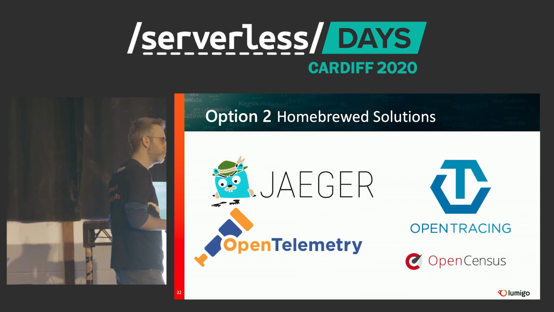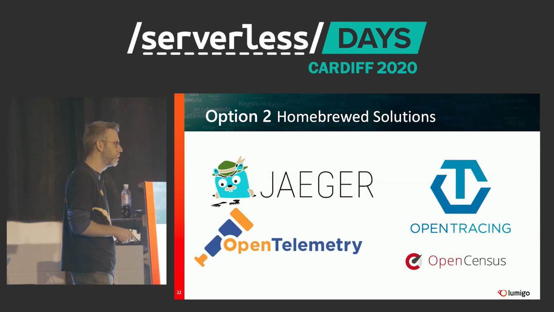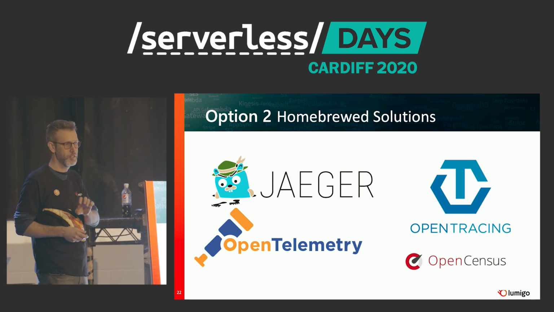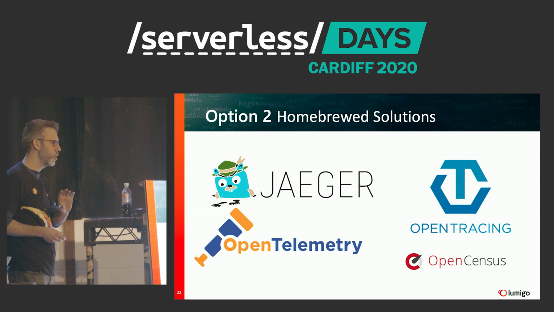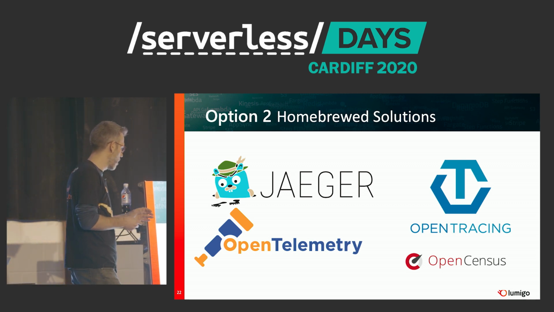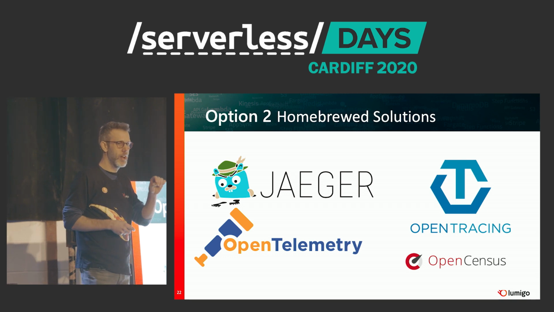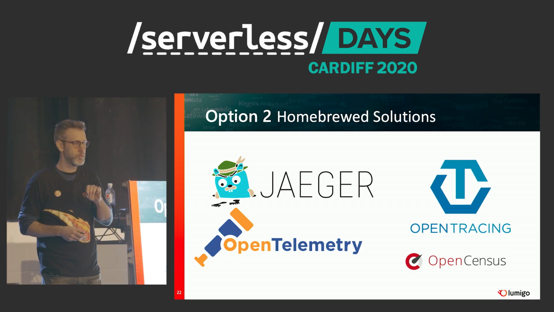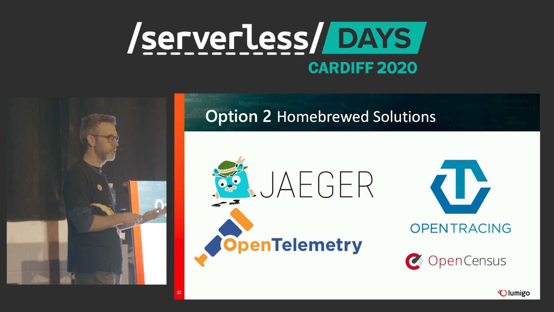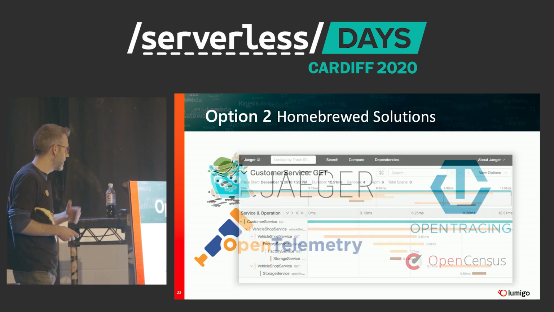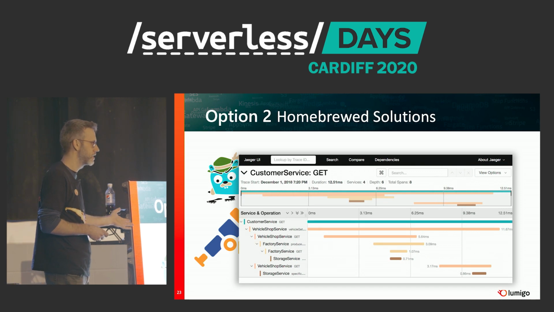Second type of homebrewed solutions are frameworks which do distributed tracing, but they're not built specifically for serverless. So again, you can take these open source options, Jaeger, OpenTracing, the other ones as well, and you need to add them for every part of your code that you want to trace. And then you need to install a server and collect that data, and then you can start seeing transactions in your system.